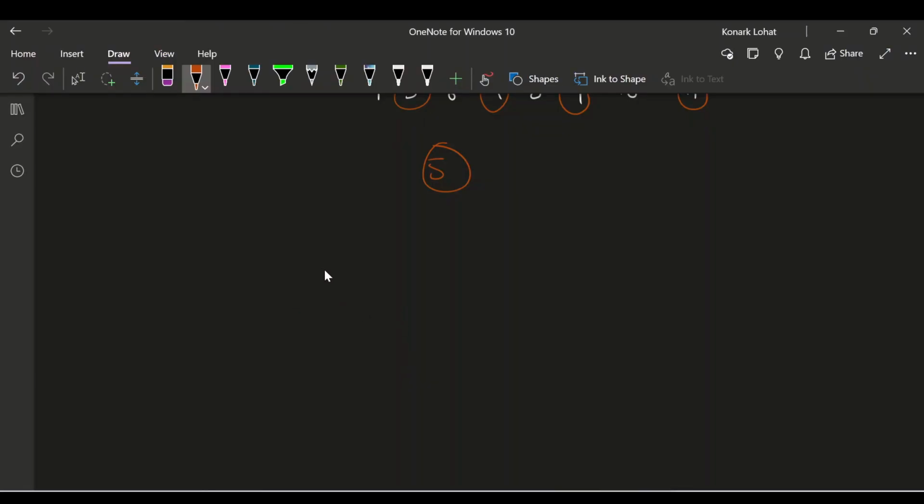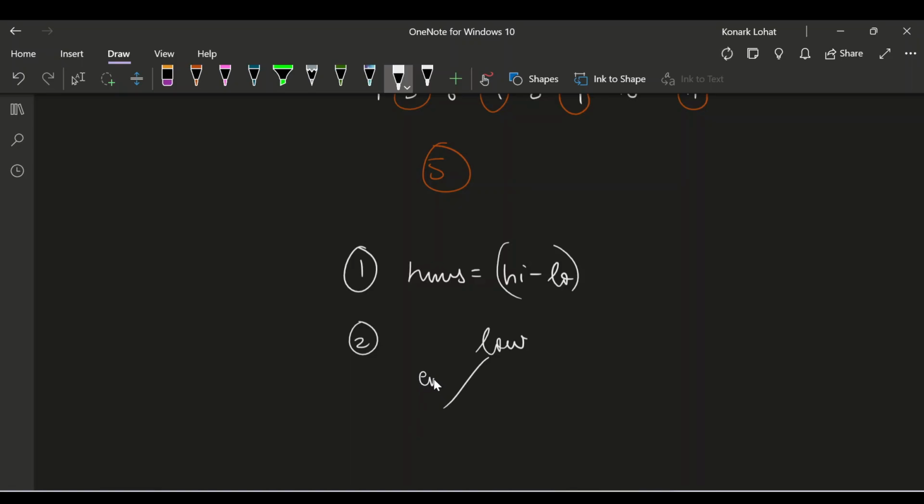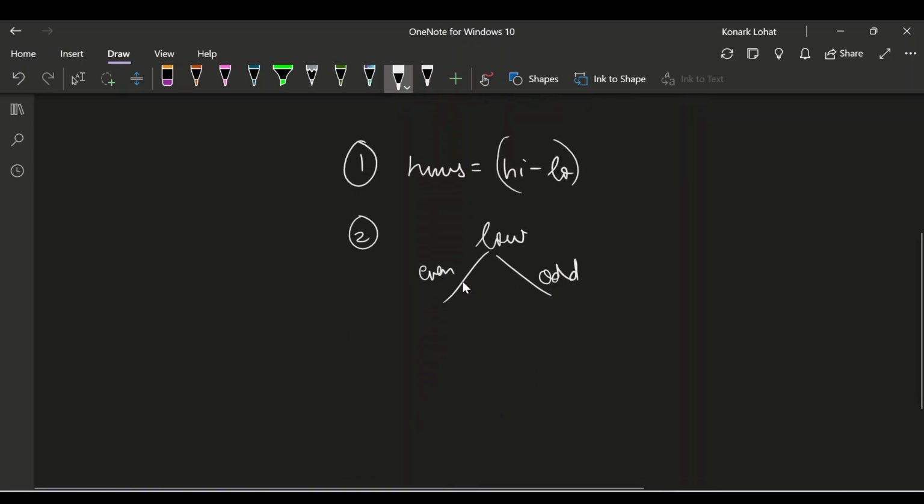Yeah, so the thing is, if you have a low variable and a high variable, the first thing is to count how many numbers are there in between. So nums is equal to high minus low. When you have this value, the second step is to observe the low value. It is either even or odd. There are two cases. If it's an even value, the pattern will be something like this: even, odd, even, odd, even, odd.